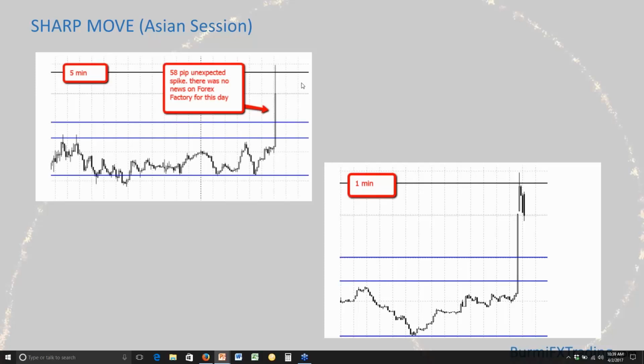all of a sudden we see a huge price spike. How do we trade that? Unfortunately, we don't know what's causing the spike because there was nothing on the Forex Factory. So I wouldn't trade this.